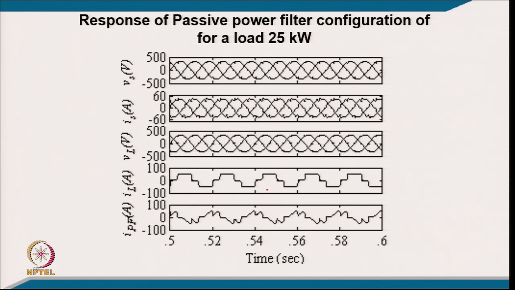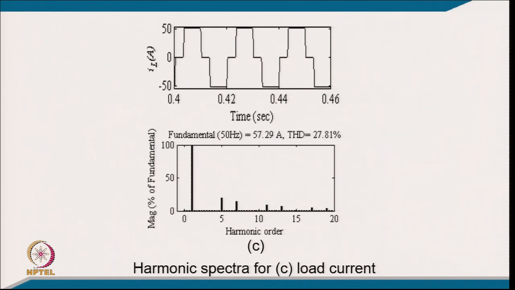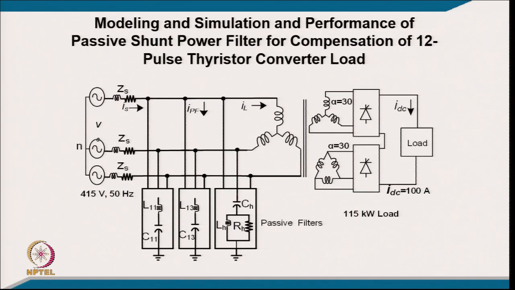That is the reason, when we design this passive filter for this 25 kVA thyristor converter load, you get the current very close to a sinusoidal line. And you can clearly see that the THD of your voltage comes to 3.47 only, and the THD of current is of course of the order of 8.55%, but at such a higher rating even a slightly higher THD is permitted, depending on the source impedance. Whereas the load current THD is 27.81% or so.